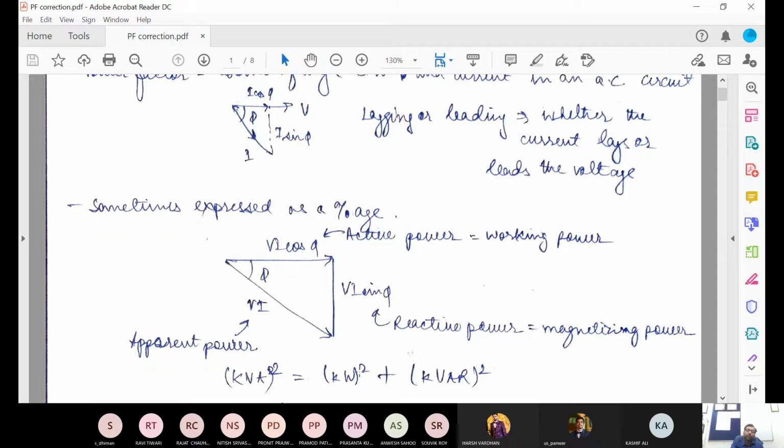So you can make a power triangle also like this. Accordingly, your VI cos phi is along the horizontal line, VI is parallel to the current phasor, and then VI sin phi will be the perpendicular one.